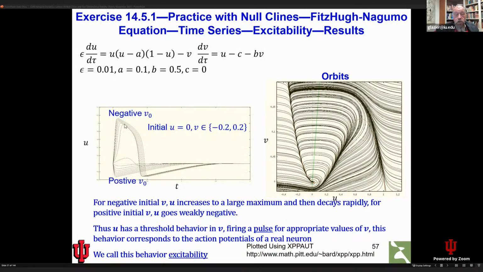And this is pulse generation. This is neuronal pulse generation. And it gives me very, very fine control, because if V is just a tiny bit negative, I get a pulse. If V is positive, I don't get a pulse. And that's how action potentials work. Our whole neural computation is based on this behavior.